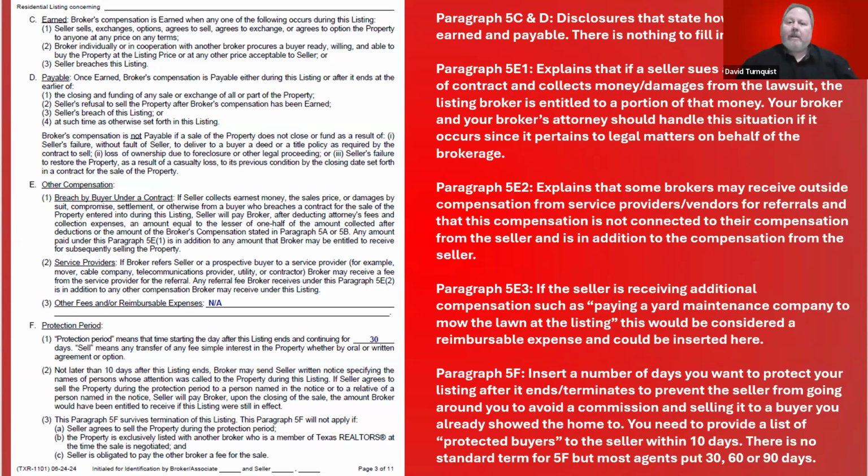Now personally, I'm not going to put more than 30 days, only because I would have to keep following up and seeing if they've sold the house to somebody. And I just don't have time to keep checking on somebody that I don't have a contract with anymore. But that's between you and your broker. If you want to follow somebody for 120 days after your listing ends, that's up to you. Also, if the seller relists the home with a different brokerage, then the protection period is no longer valid.